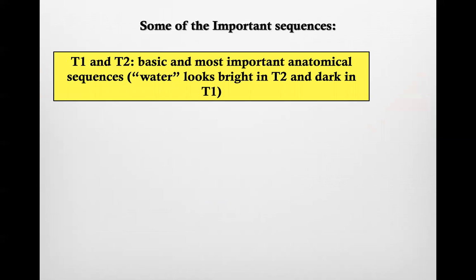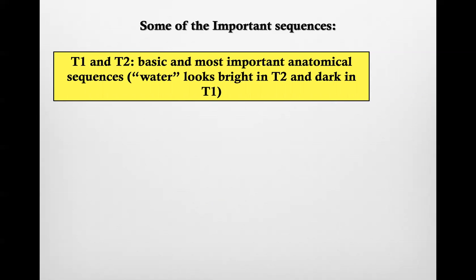Now, what are the important sequences? When you read a report, you will have different things that are called T1, T2, gradient, diffusion, and so on. So I will show you what are the important sequences. First of all, T1 and T2. These are the most basic, most important anatomical sequences.